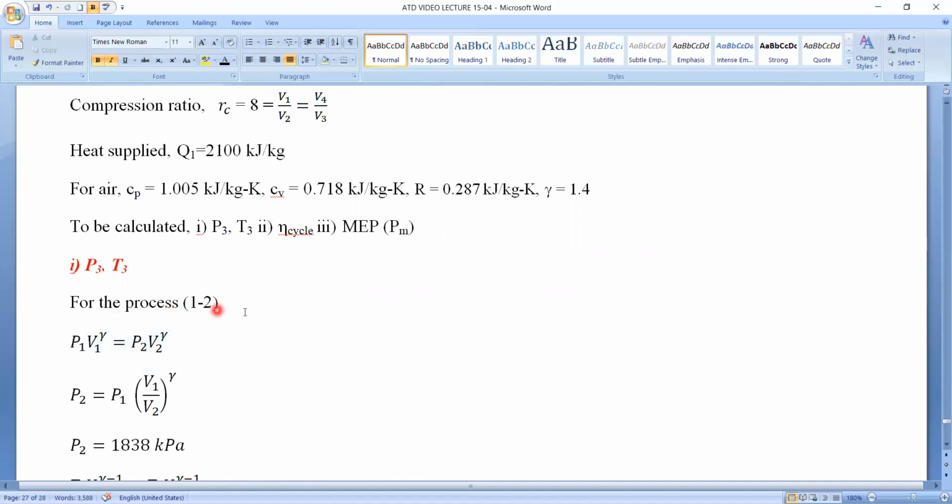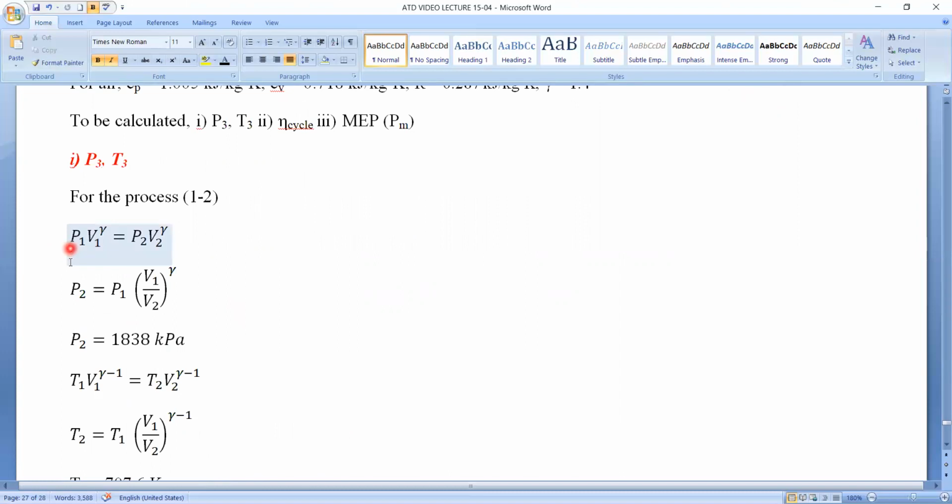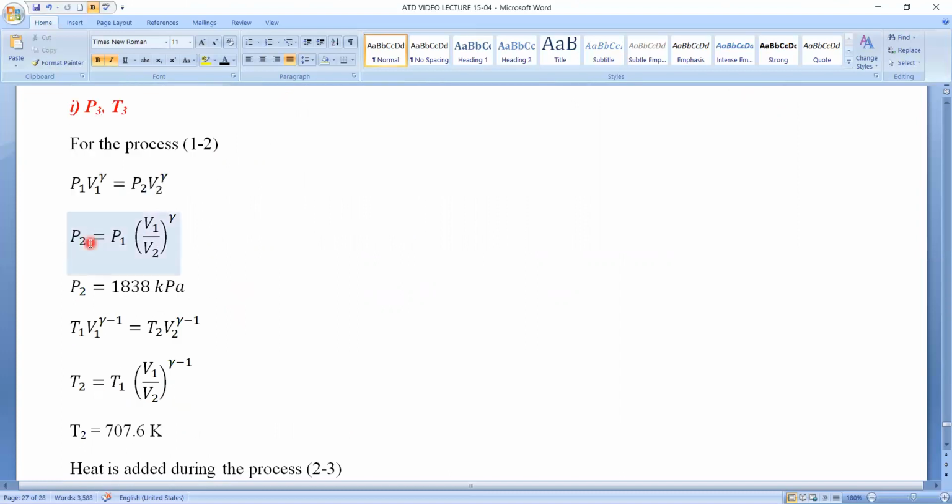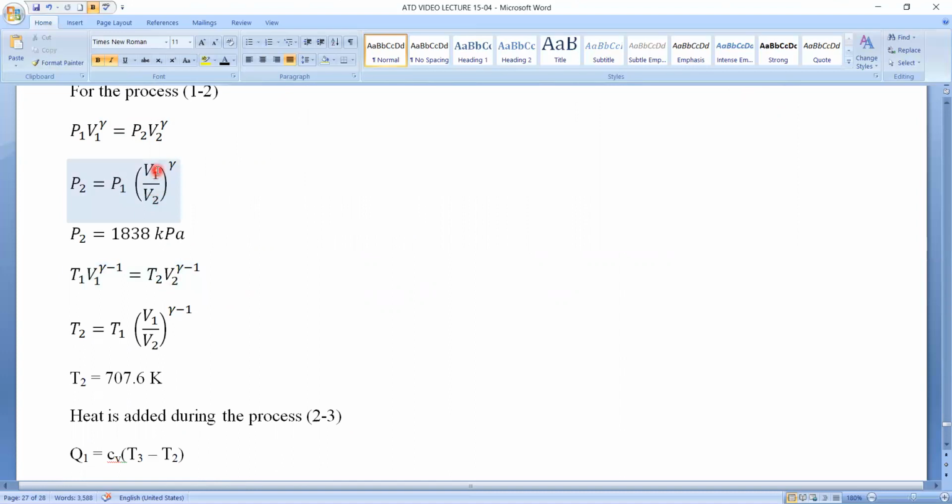So for the process 1 to 2, the PV relationship is P1 V1 raised to gamma equals P2 V2 raised to gamma. Just do the cross multiplication. P2 equals P1 into (V1 by V2) raised to gamma, where V1 by V2 is the compression ratio. Gamma you know. Just solve and get the value of P2, and I got P2 as 1838 kilopascal.